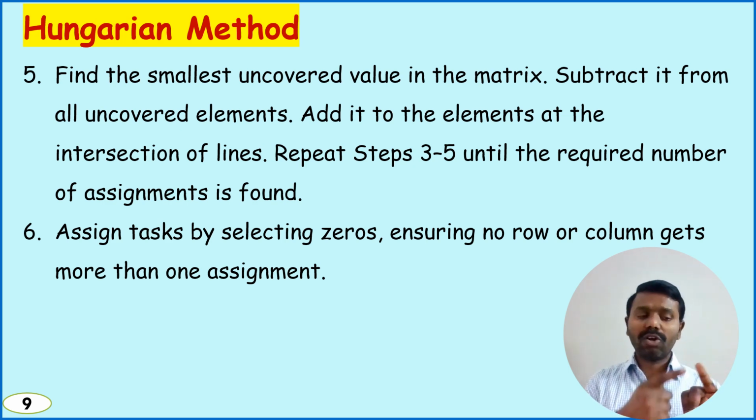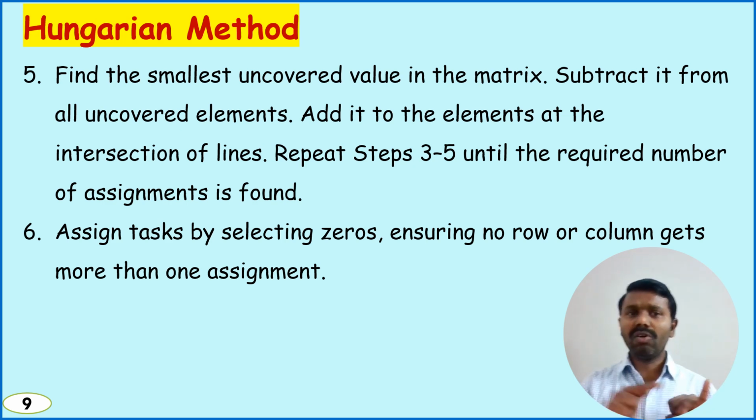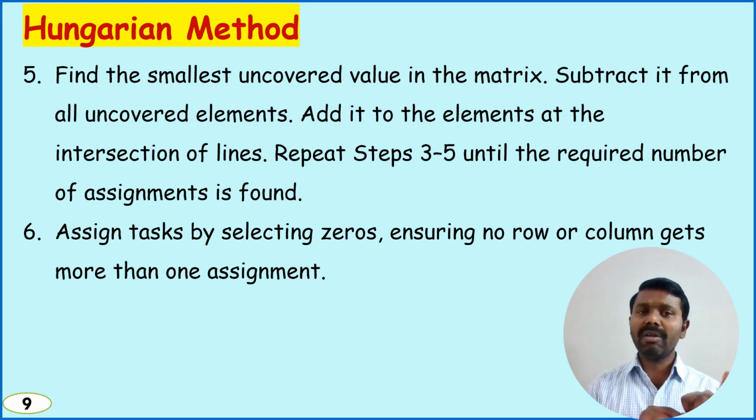Then the fourth step: when the horizontal and vertical lines together are equal in number to the number of columns, then the optimum solution is possible. Then you can assign the task. If not, you need to go to the fifth step. The fifth step says to identify the uncovered elements. I told you, when you draw the minimum number of horizontal and vertical lines, we will not get the optimum solution when there are some values that are uncovered.